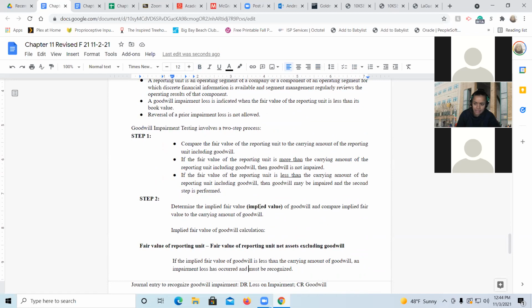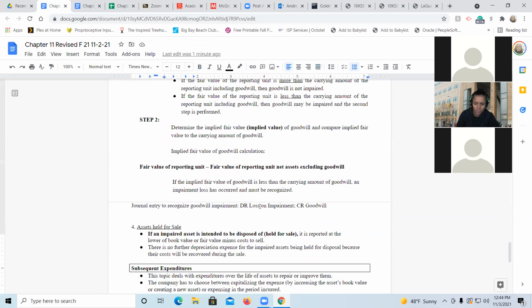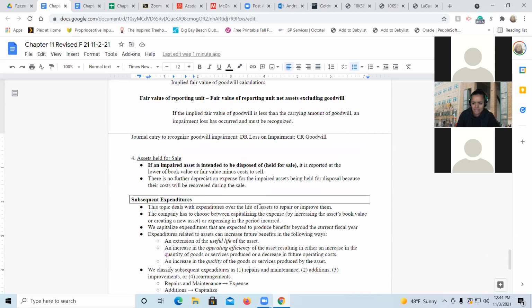Again, come ready next Monday to really dig into this. In this chapter, especially the goodwill impairment is probably a little bit more complicated than the rest of the stuff. And then after we're done with that, we just have subsequent expenditures, which won't take us very long. So by Monday, we should be wrapping up this chapter, which means we'll be on time, and then the homework will be due on Wednesday.